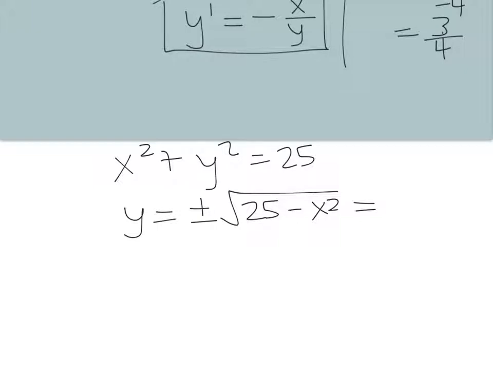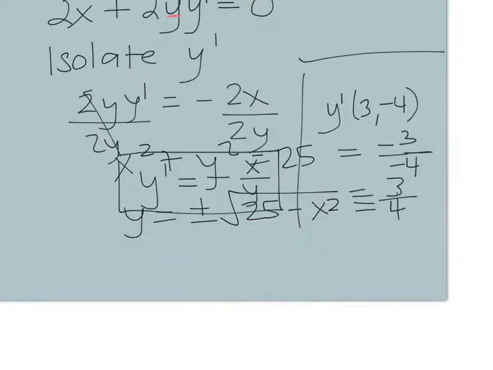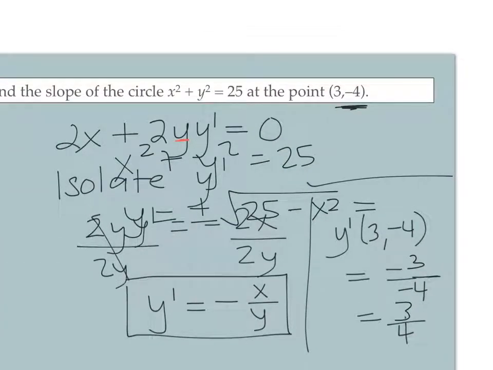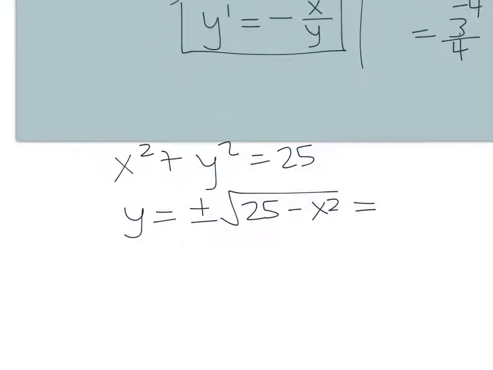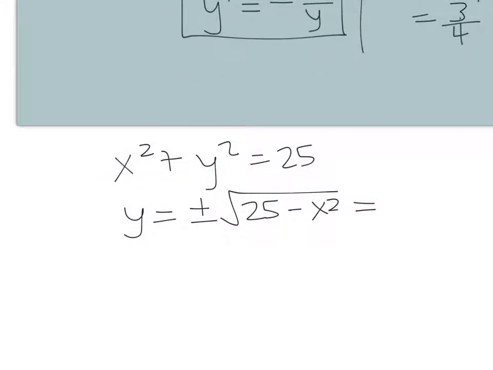Actually, you know what? I don't even think I should look at the positive root. Let's look up for a minute. The point 3, negative 4 would be on the bottom part of my circle. 3, negative 4 is down here. So it's actually on the negative part, so I should look at the negative root. Anyway, you wouldn't know that. That's why implicit is better, because if you use implicit, you don't need to worry about things like which root should you look at. But I would look at the negative root.